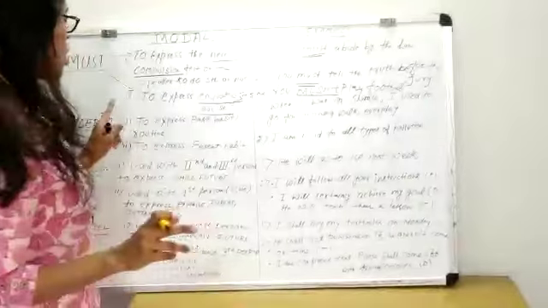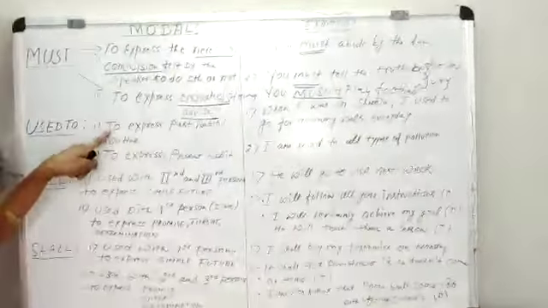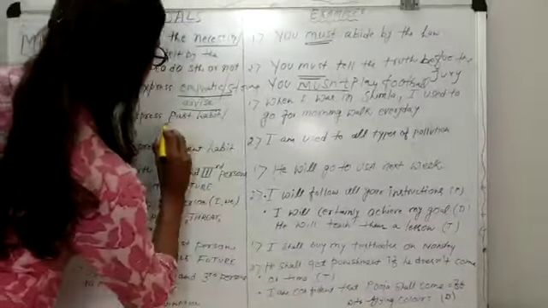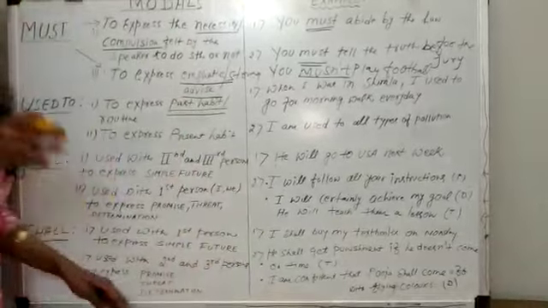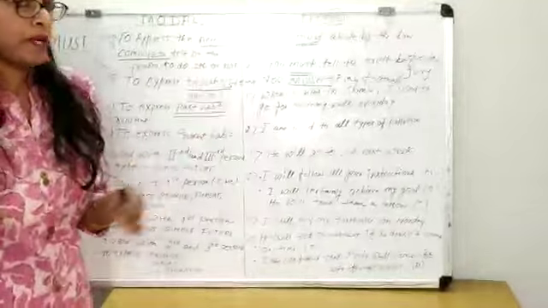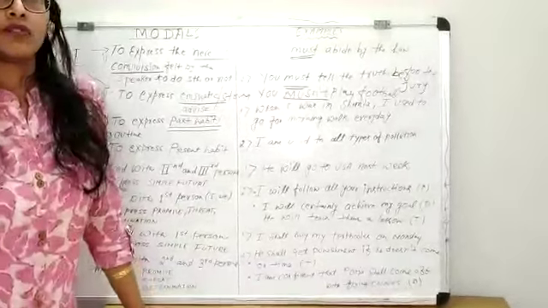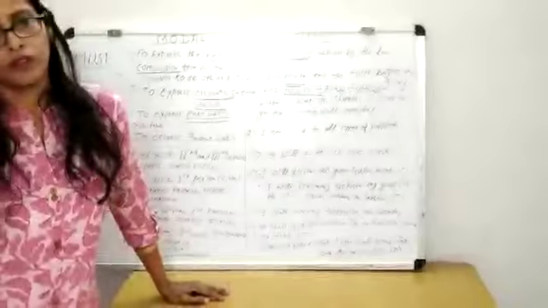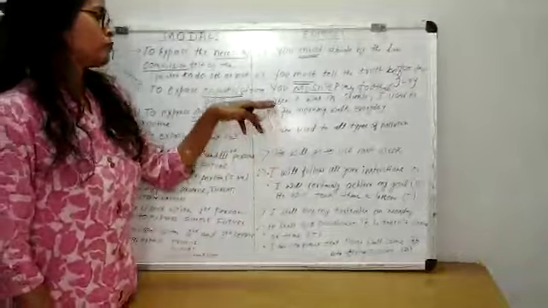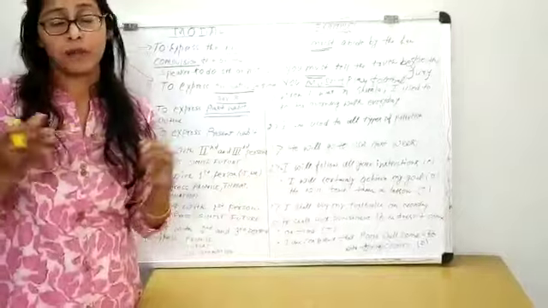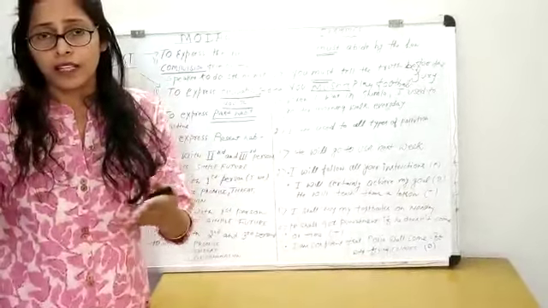Come to used to. Used to again is a modal verb, and how are you going to use it? To express past habit or past routine. Fine. Come to the past habit. Suppose you want to talk about your childhood habit, or what you did in your childhood. Suppose you just go down memory lane and remember what you did when you were a small child. Now, suppose when I was a child, I used to listen to a lot of bedtime stories, and my grandmother used to tell a lot of stories.